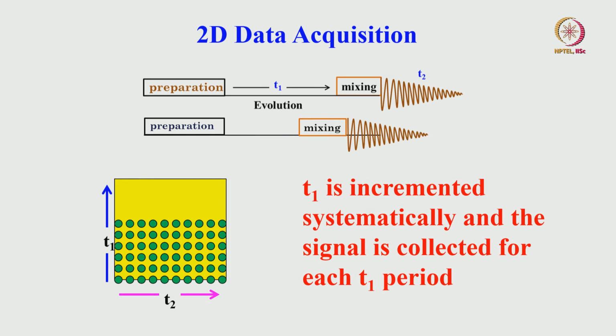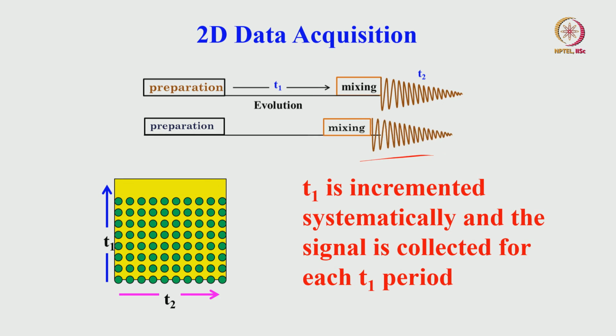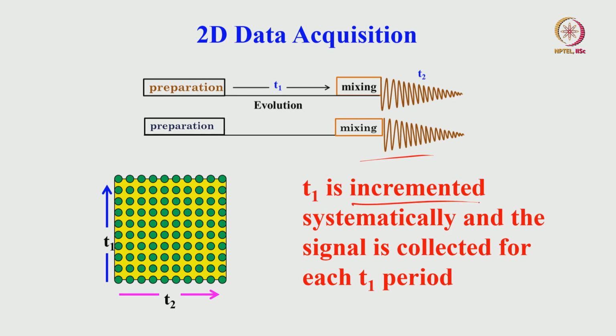What is happening for this one? That is constant. Detection period, that T2, is constant. I am not changing that. Only the T1 period I am changing systematically, and then I collect the signal. So T1 is incremented systematically and the signal is collected for each T1 period.